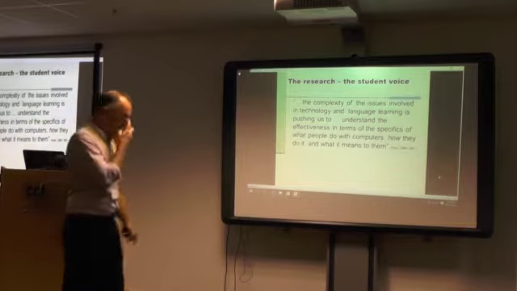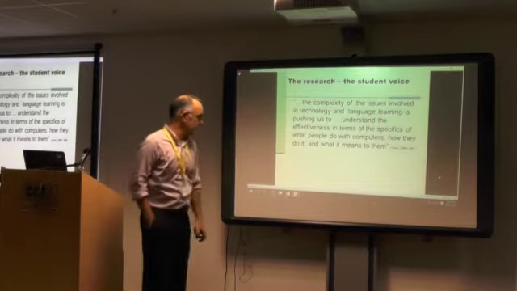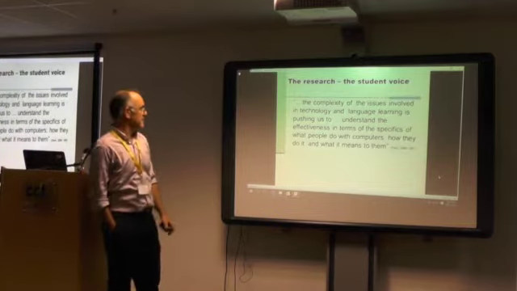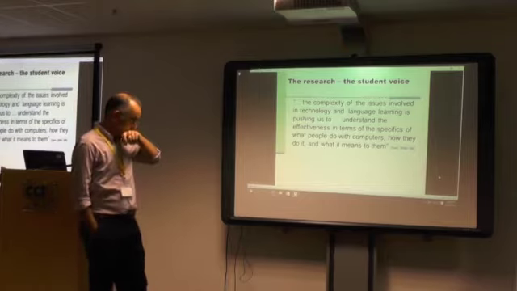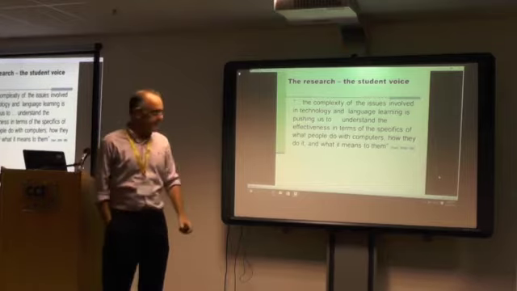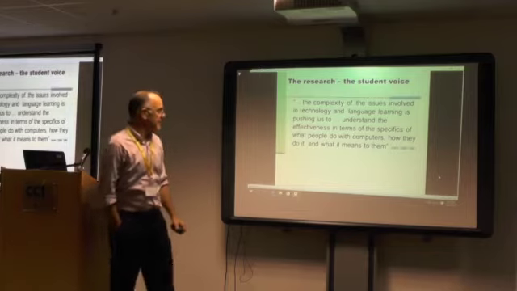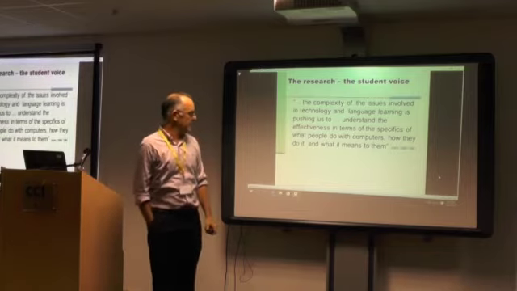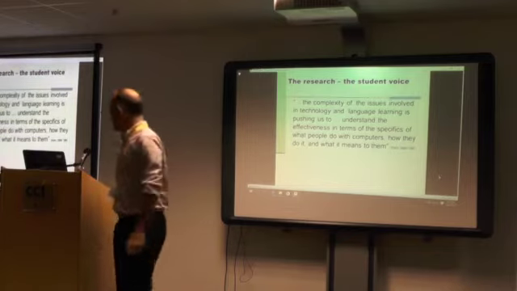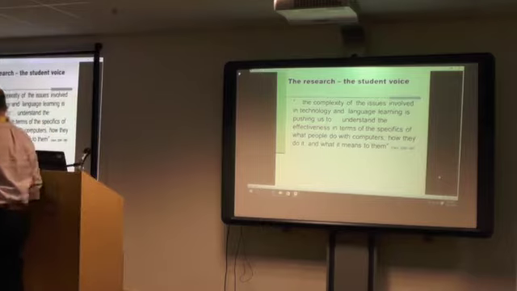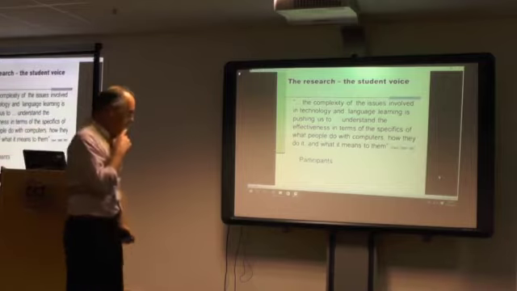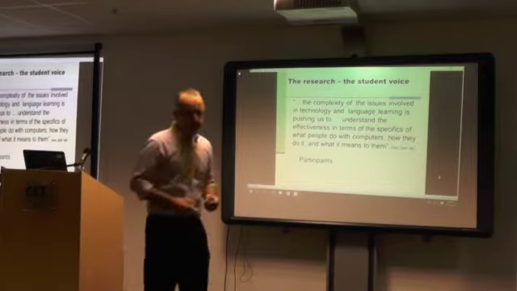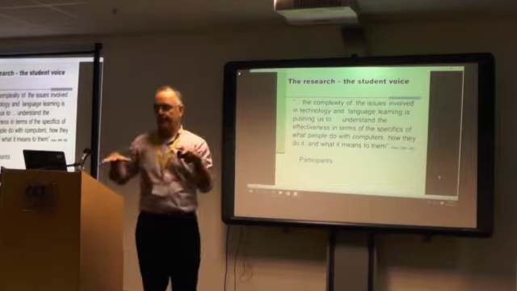And my ideas were based on Kern, who I guess many of you will have heard of. The complexity of the issues involved in technology and language learning is pushing us to understand the effectiveness in terms of the specifics of what people do with computers, how they do it, and what it means to them. That was my research stance in going forward, and it has been over the last 5 or 6 years. And to do that, I've gathered data from a whole range of participants.